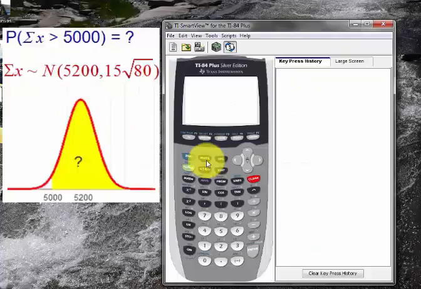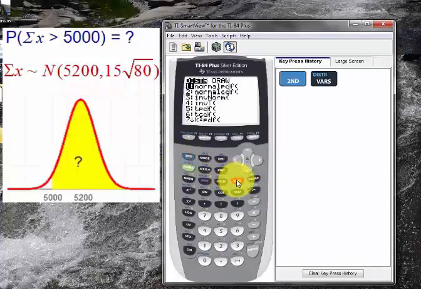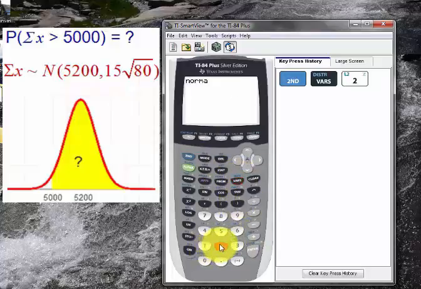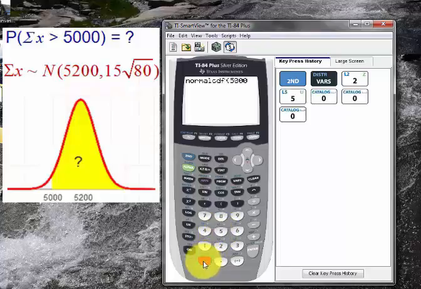Okay, so here's our calculator. I go to second distribution. We want to find the area under a normal curve, so that's number 2, the normal CDF. We want the probability that the sum was greater than 5,000, so the low will be 5,000, comma. The high will be infinity.